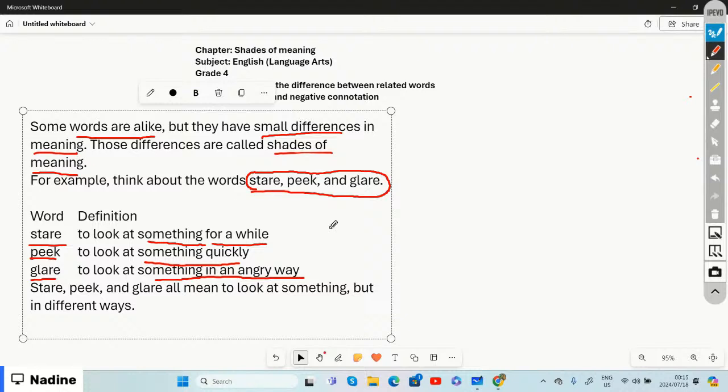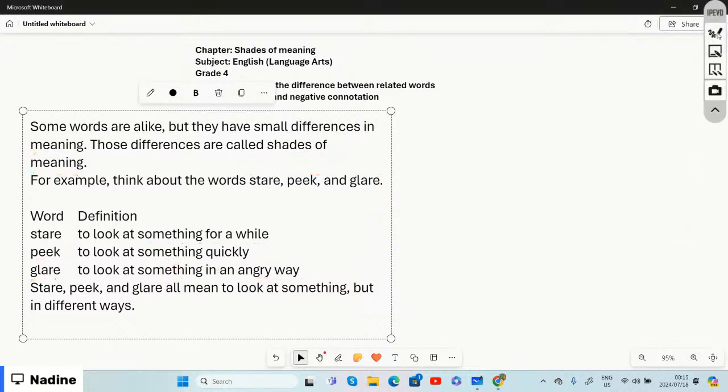All right. So now, before we even continue, let us go to aplusstudents.ca. There, we are going to learn more about shades of meanings, and we're also going to look at more examples of shades of meanings.